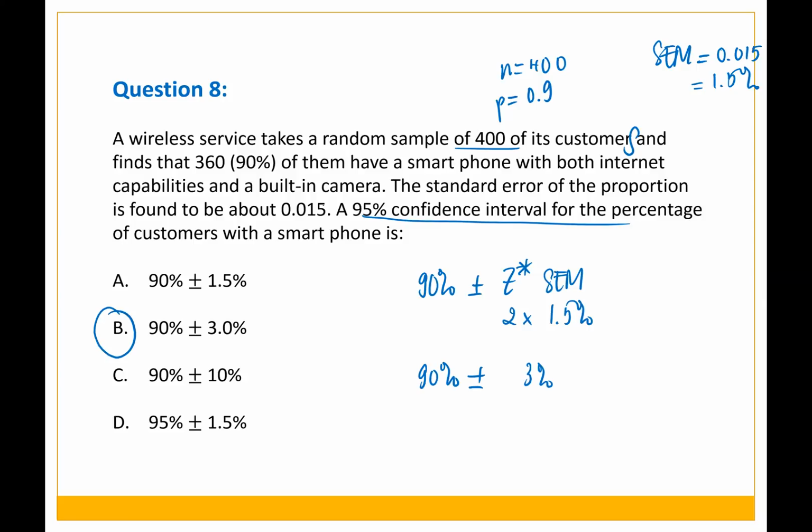To find this 0.015, note that we use the formula the square root of 0.9 multiplied by 0.1 divided by 400. In this case, because we have a big enough sample, and it's also satisfying the conditions that np and n multiplied by 1 minus p are both bigger than 5, we can use a normal approximation here. And using that formula, we calculate the standard error to be 0.015.